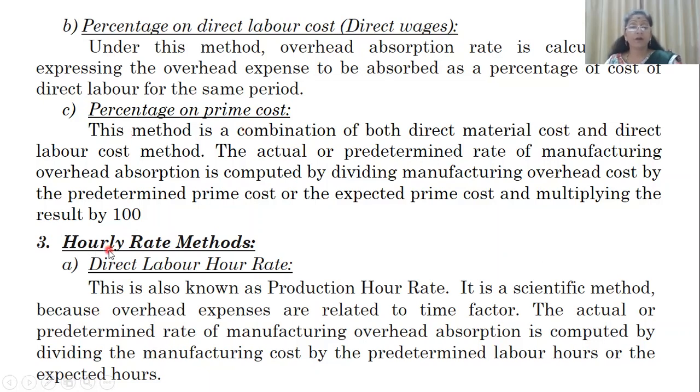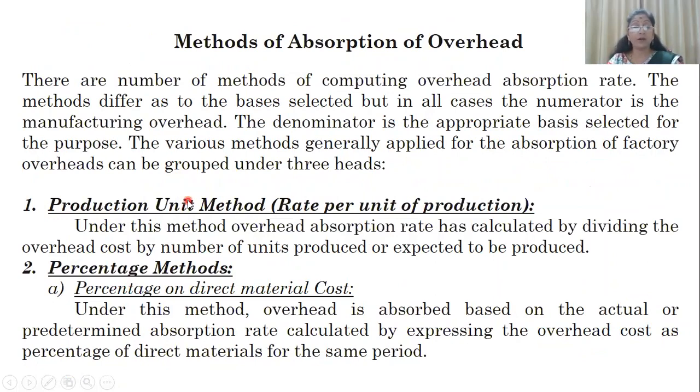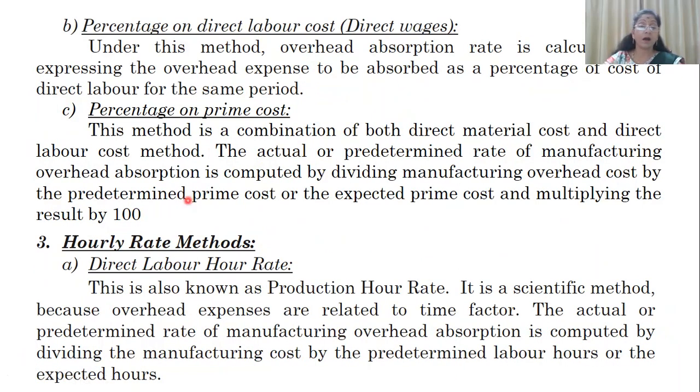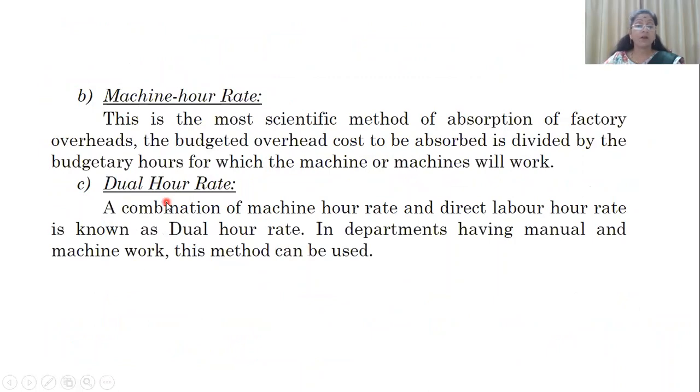Third one, the hourly rate method. What is the first method? The production unit method. Second, the percentage method. Third, the hourly rate method. In the hourly rate method, there are three types. One is direct labor hour rate. Second, machine hour rate. Third, dual hour rate.